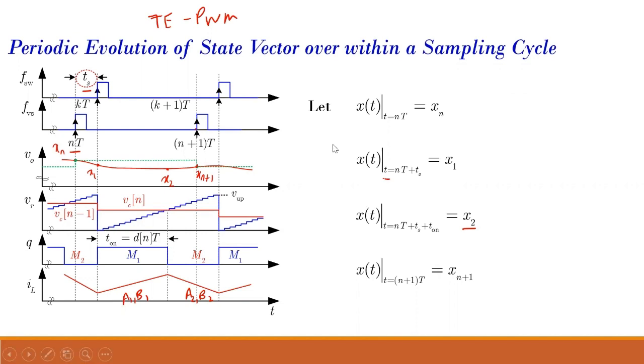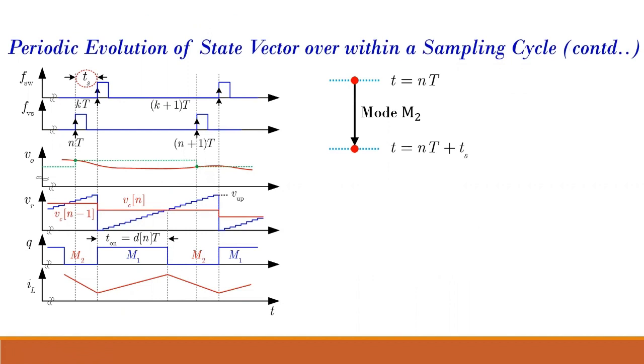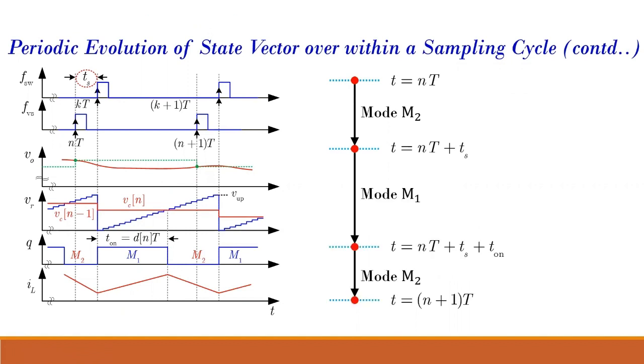So now we'll proceed further. What I will do is, it is in mode M2. This is just repeating: from this duration to this duration, it is in mode M2. From this duration to this duration, it is in mode M1. Then further from this duration to this duration, it is again in mode M2.